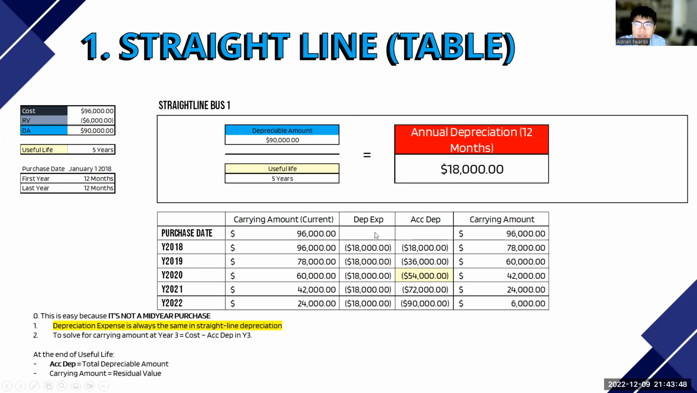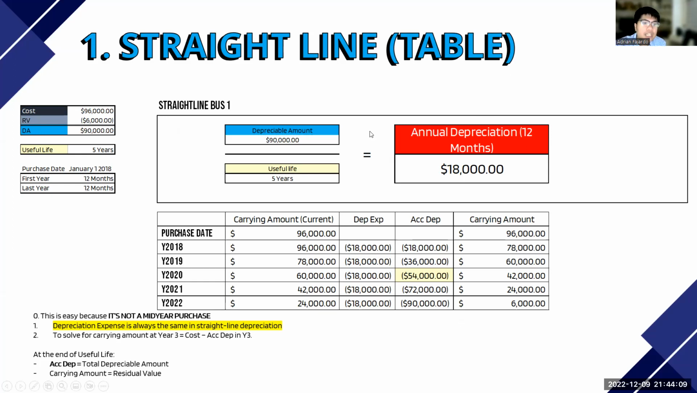So 18,000 yung depreciate. Second, look at this, 90,000 yung ACDEP nyo at the end of the useful life, which is the same as your depreciable amount. And the 6,000 carrying amount is the same as your residual value, because residual value is the value at the end of useful life, right? So these are your 2 check figures.